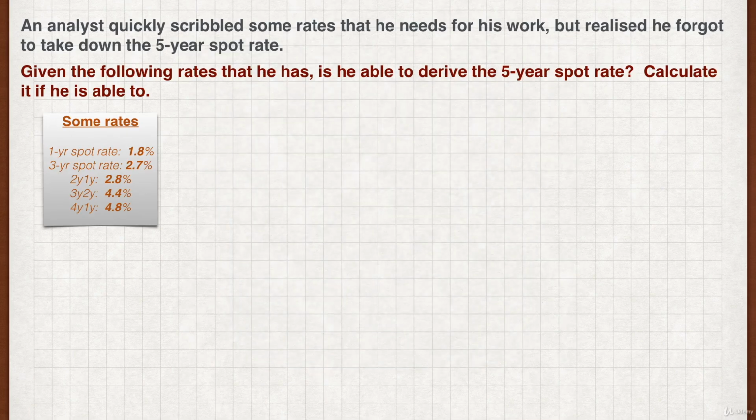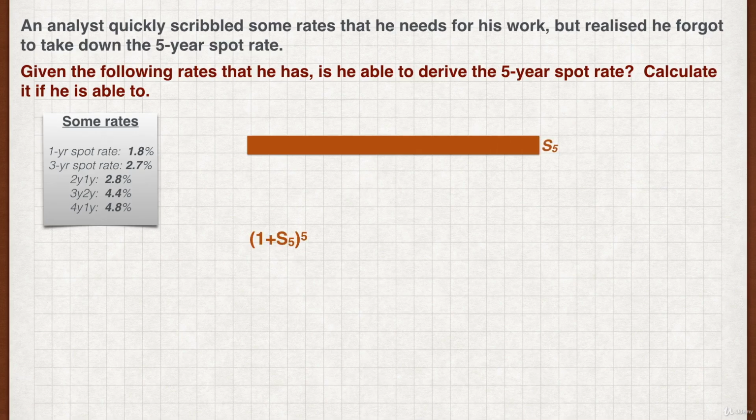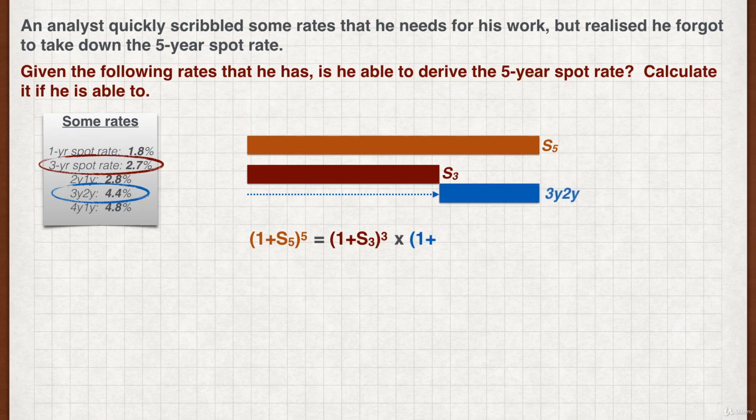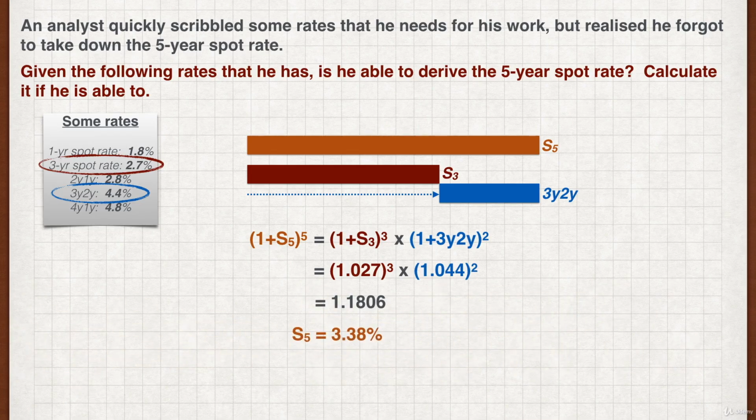And we're back. Are you able to identify the rates that can help us derive the 5-year spot rate? The 5-year spot rate is what we wish to find. On the other side of the equation, we have the 3-year spot rate that'll take care of the first 3 years, and the 3-year into 2 year forward rate for the next 2 years. Simply plug in the figures and we solve for S5. We get the answer 3.38%.